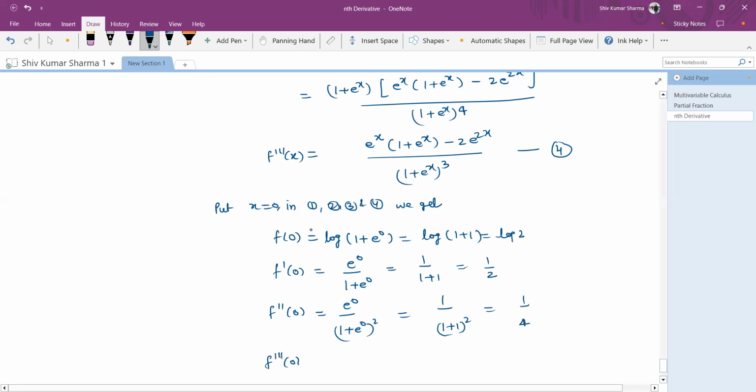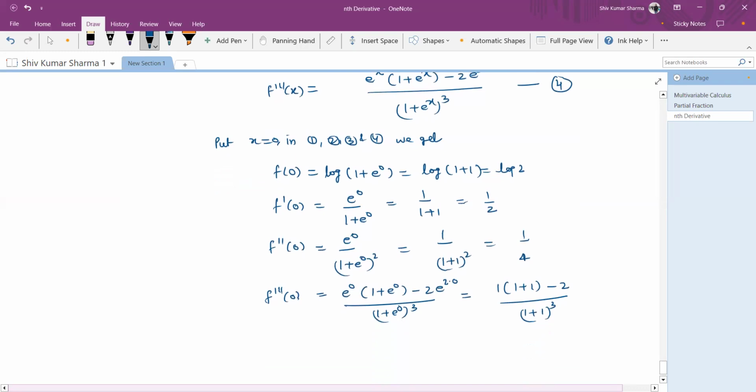f triple dash naught equal to, in this term we write down e raised to the power 0 into 1 plus e raised to the power 0 minus 2 into 0 upon 1 plus e raised to the power 0 whole to the power 3. So e raised to the power 0 is 1. So 1 into 1 plus 1 minus 2 upon 1 plus 1 raised to the power 3. So 1 plus 1 is 2, 2 minus 2 gives us 0. So f triple dash 0 equal to 0. So the third derivative is 0.